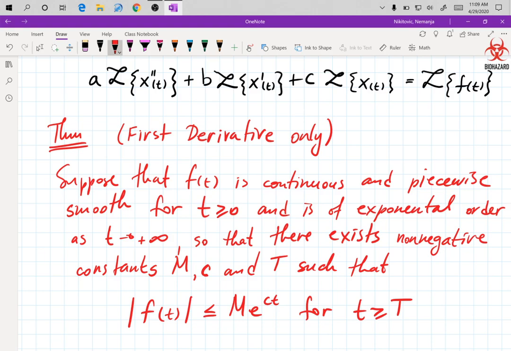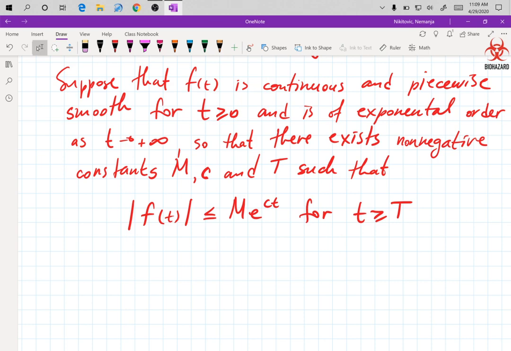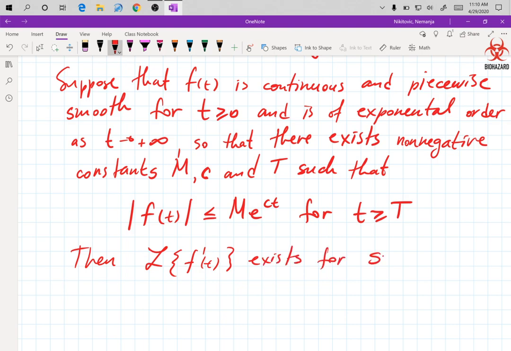There we go. These are the conditions that need to be satisfied on the forcing function, which means it has to be bounded by exponential growth. You can't have a function that grows faster than exponential. Those are the details that would be covered in the honors course and so on. You are required to know the formula. Then the Laplace transform of the derivative of f of t exists for all s larger than c.